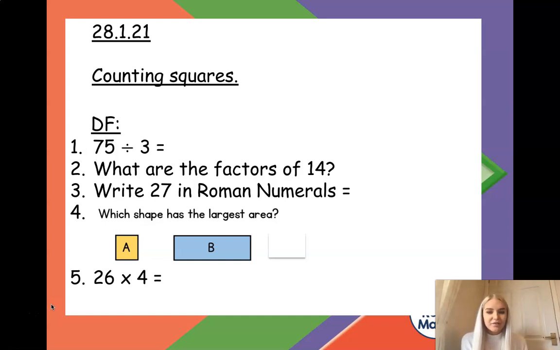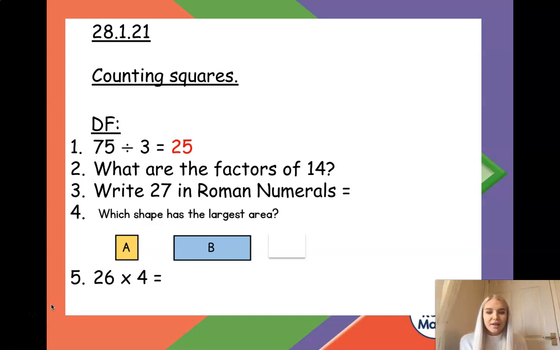Okay, 75 divided by 3. Well, you could use the part whole model if you wanted to partition the number 75. You could also use your place value counters in your chart to work this out too. But 75 divided by 3 is 25.